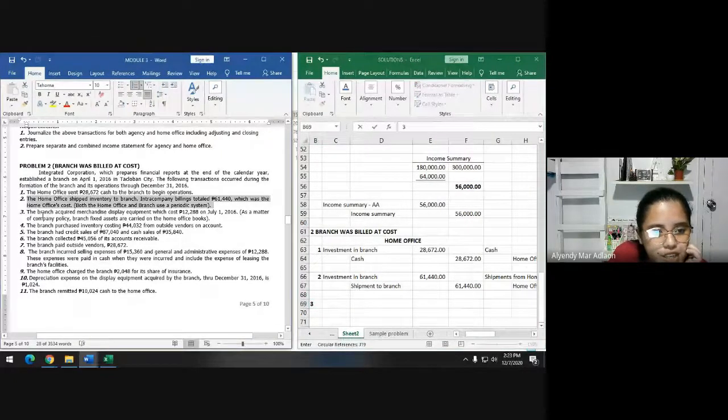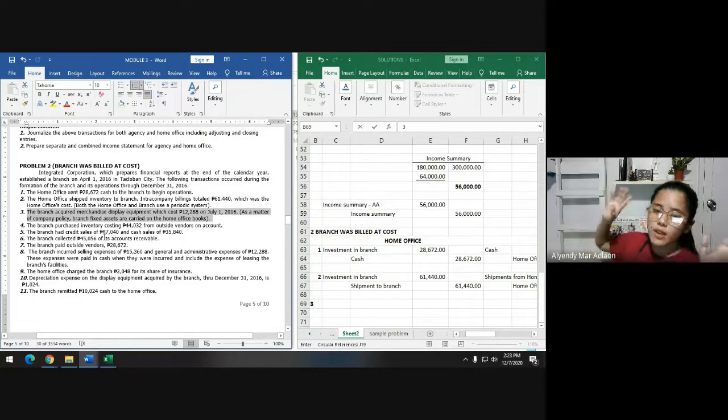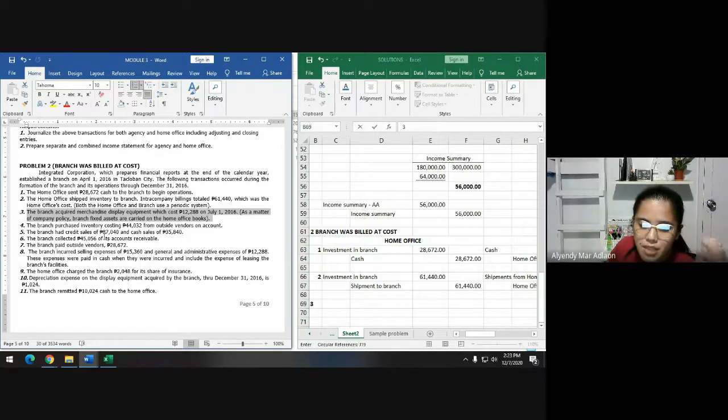Next, number 3. The branch acquired merchandise display equipment which cost 12,288 on July 1, 2016. As a matter of company policy, branch fixed assets are carried on the home office books. So class, if the branch buys equipment, the one that records and maintains the record of the equipment would be the home office. Even if the branch pays the cash, the account title or the recording of that equipment is here in the home office.